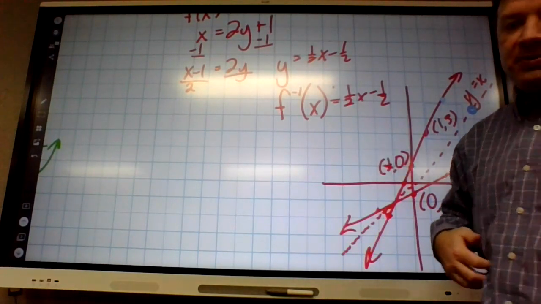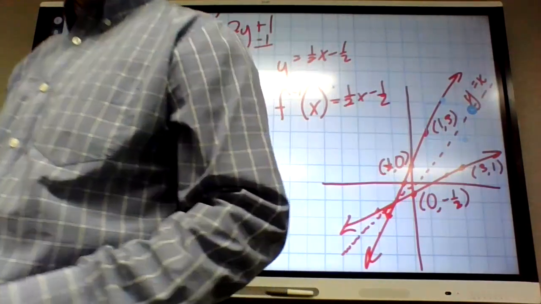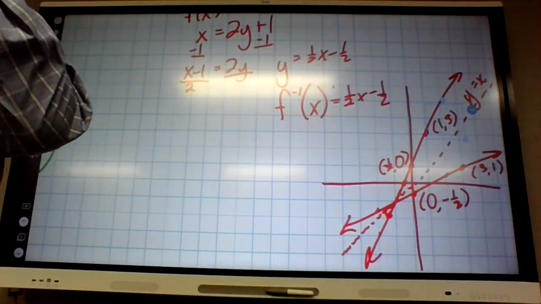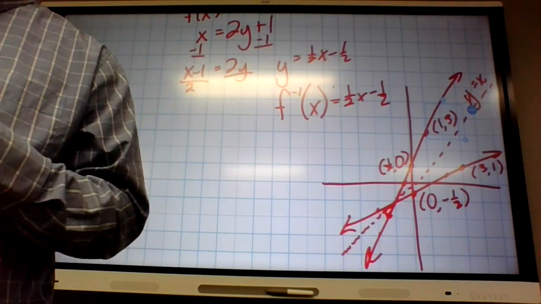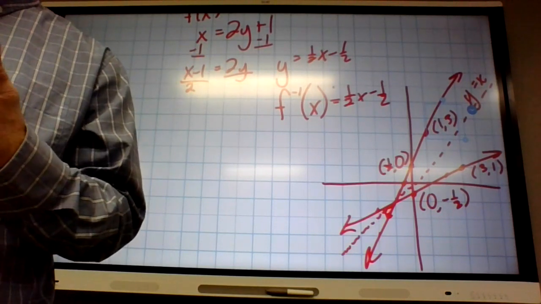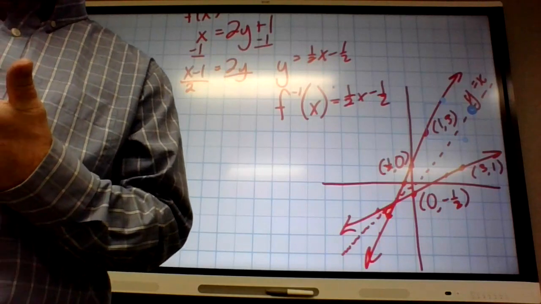Alright, that's mostly it. Alright, here we go. Number 1, these are going to be easy peasy. Ready? It says for each relation, represent its inverse as a set of ordered pairs.